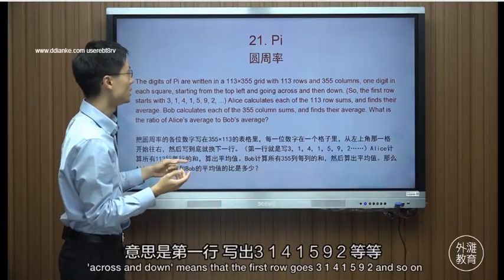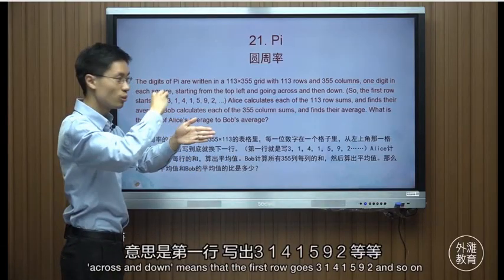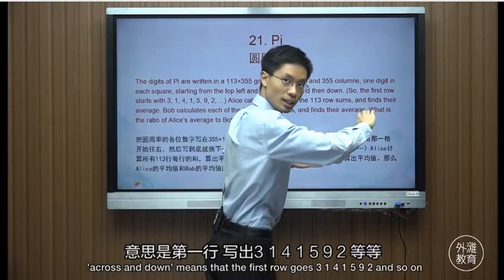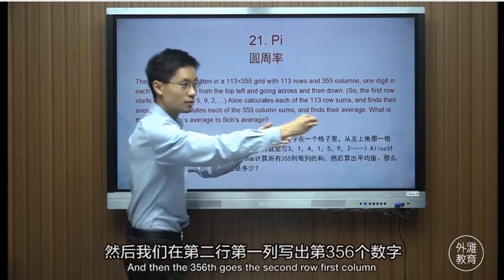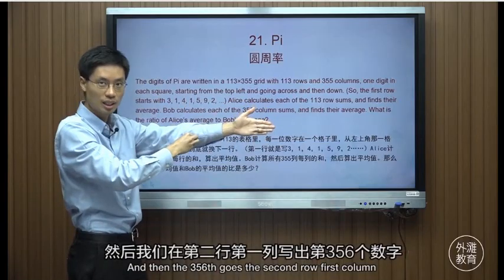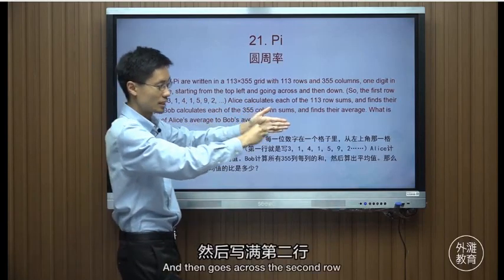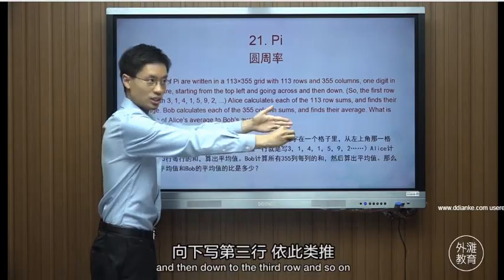Across and then down means that the first row goes 3, 1, 4, 1, 5, 9, 2, and so on until you get to the 355th digit. And then the 356th digit goes in the second row, first column. And then it goes across the second row, and then down to the third row, and so on.